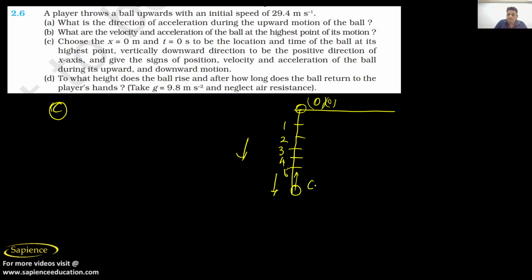So now tell me, when it is in upward motion, what will happen up to the highest point? Position is always positive. Position is positive, right? Position is positive. Why so? Because when you are throwing it, up to 0, 0 it is always positive, right?